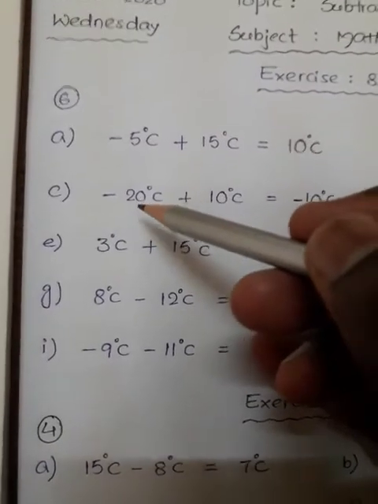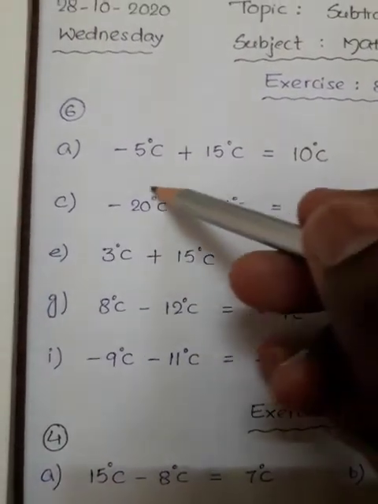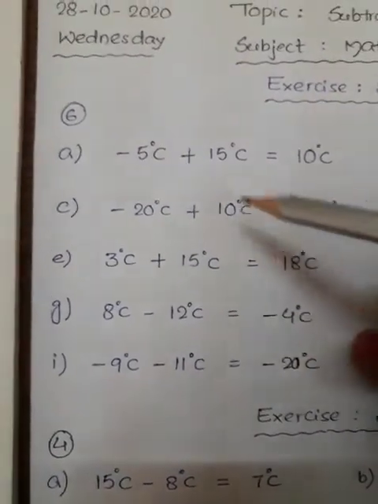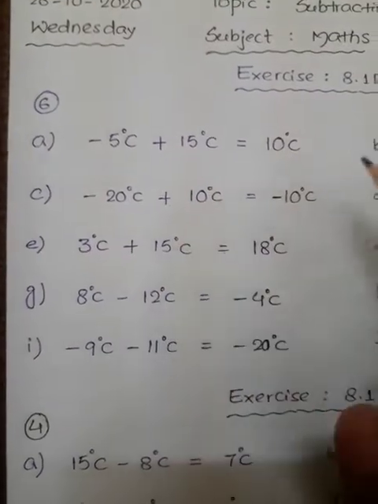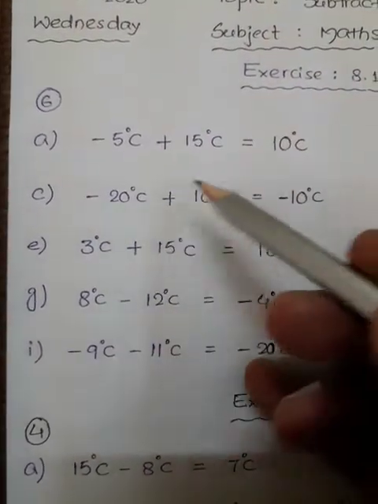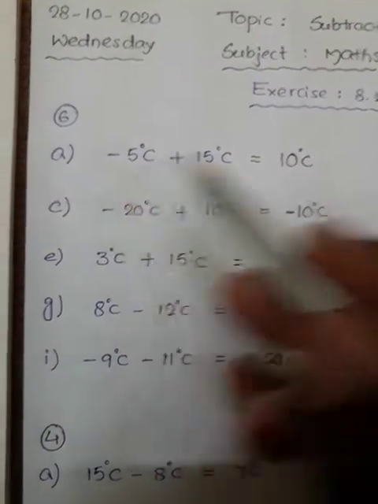Now the third one, C. The temperature is minus 20 degrees Celsius. Whatever is in the beginning, write it as it is. Minus 20 degrees Celsius, and it rises by 10 degrees. Rise means plus. So again different symbols, so we should subtract. But 20 minus 10, how much? 10. But 20 is the big number, so before 20 what symbol is there? Minus. So write it minus.